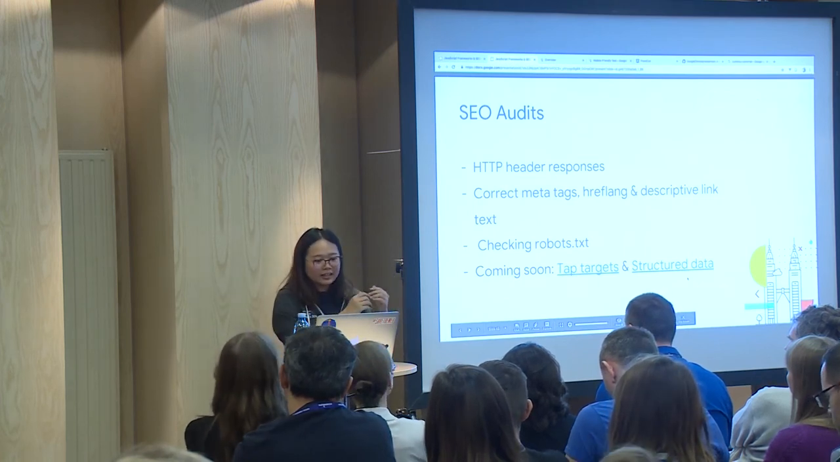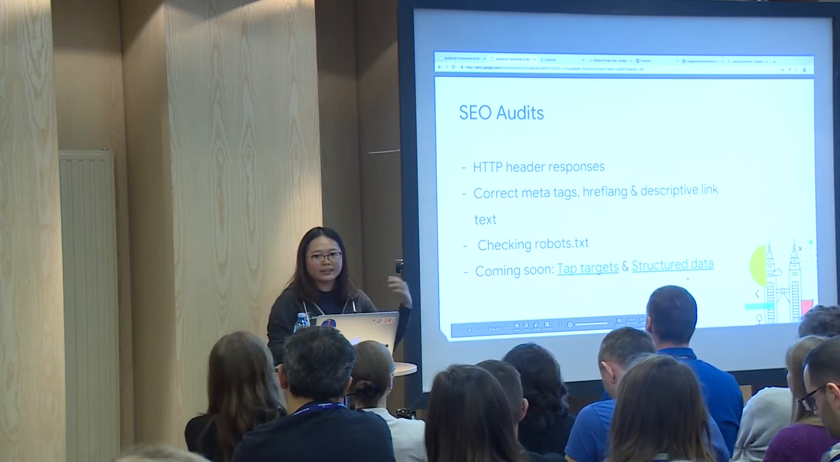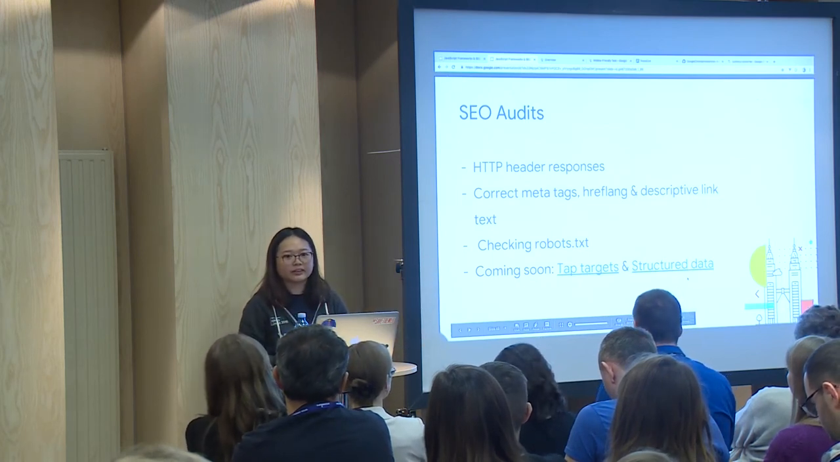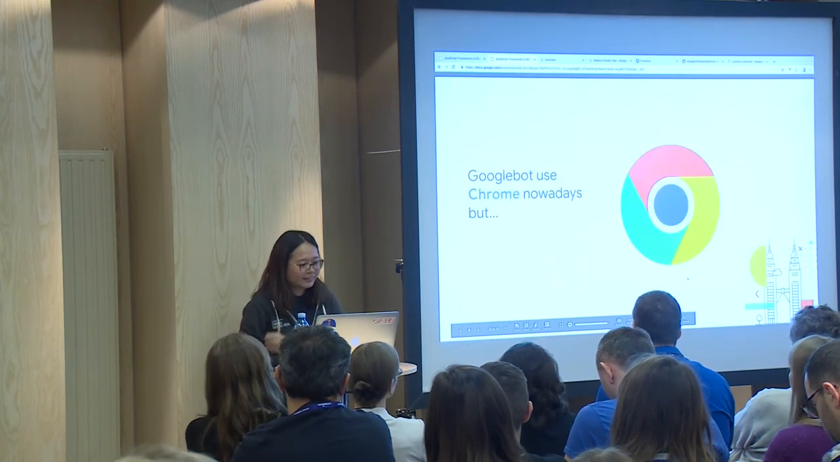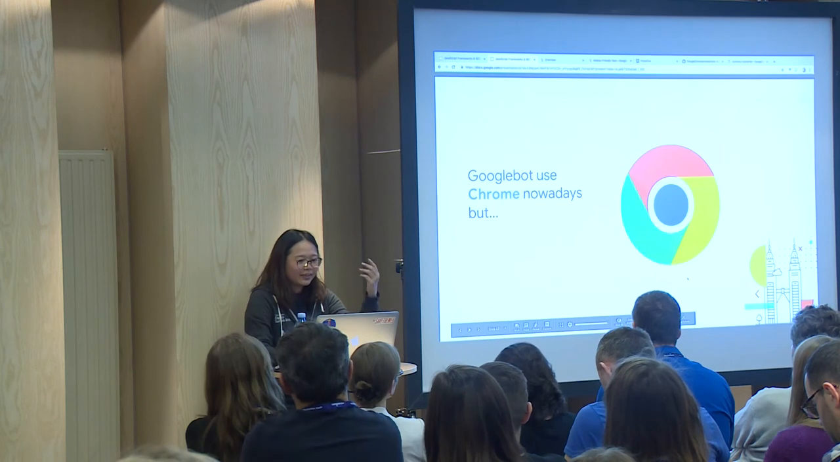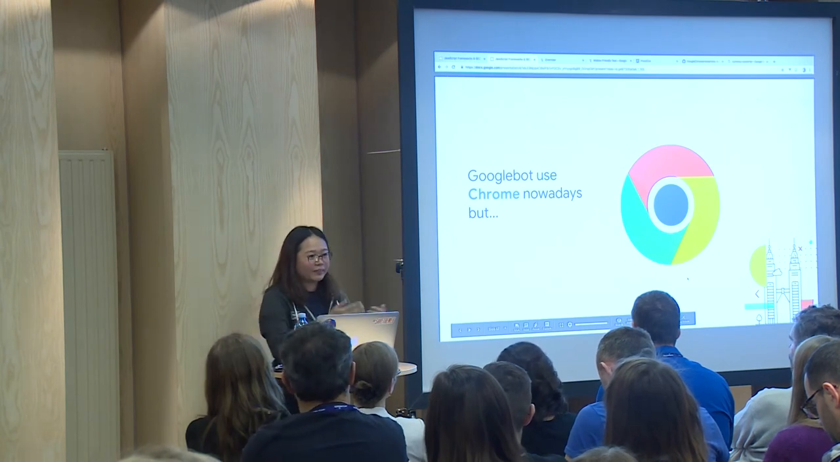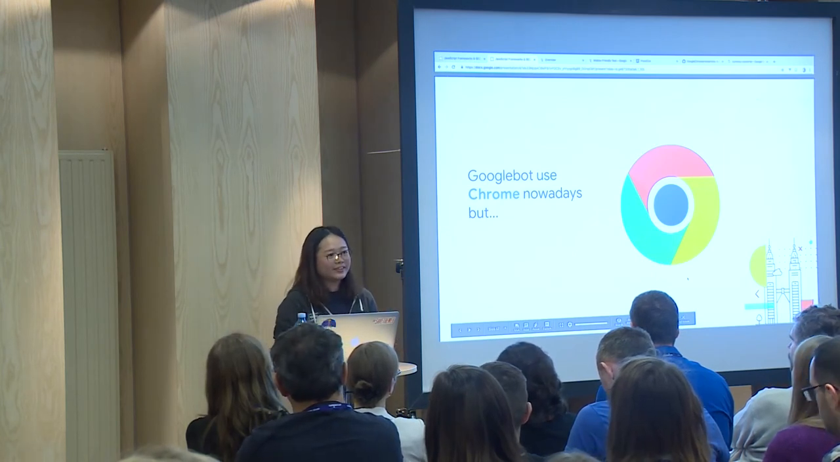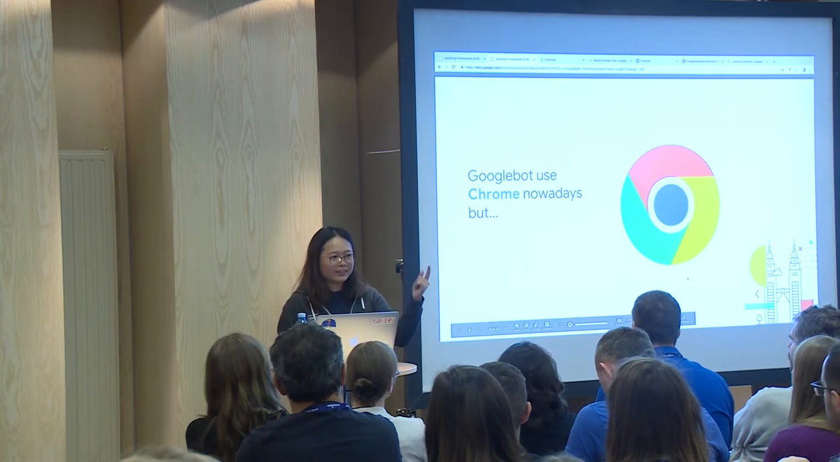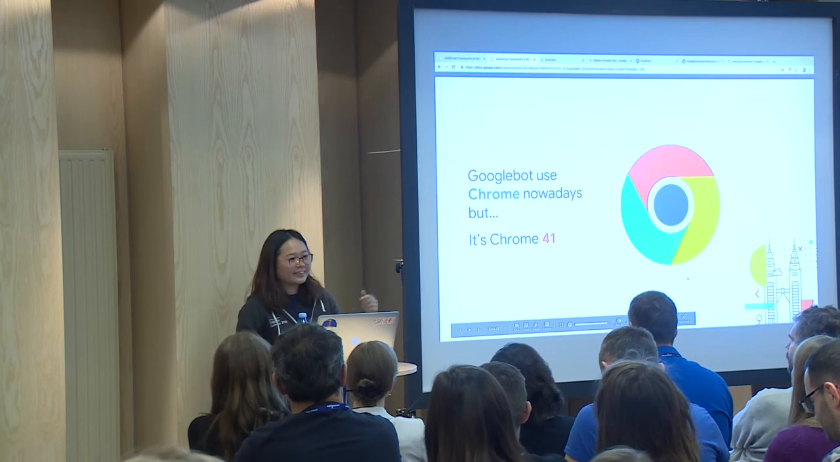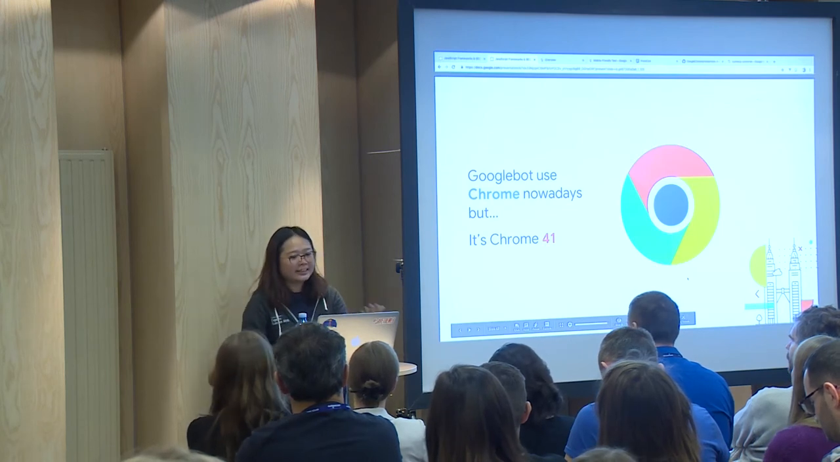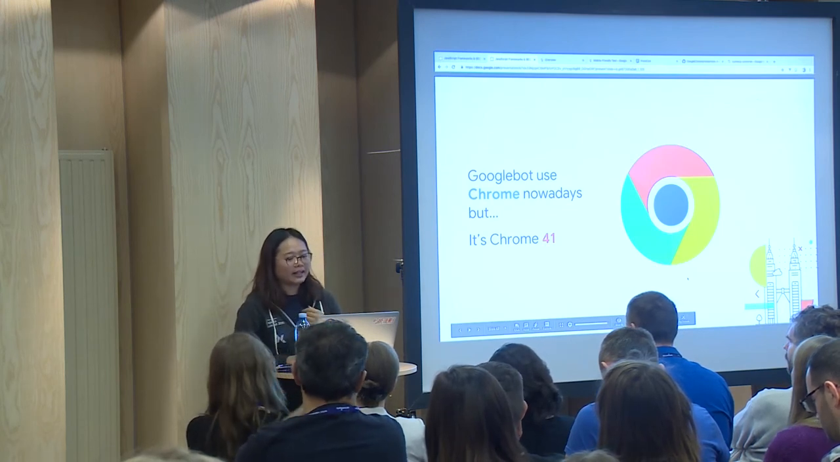They will also later add all this into Lighthouse, then it can give you some suggestions when you run the test. Okay, some best practices. Googlebot, the way it crawls the page, actually uses Chrome. It uses Chrome to crawl the page with a cache. It's Chrome 41.